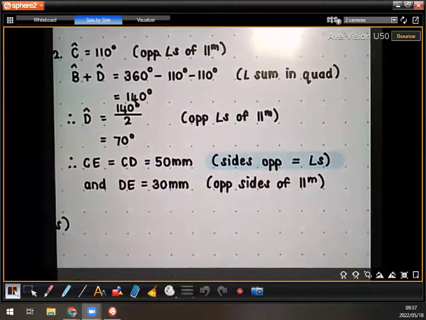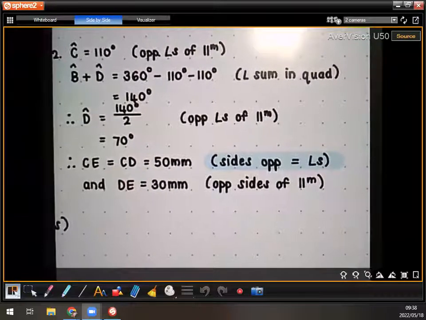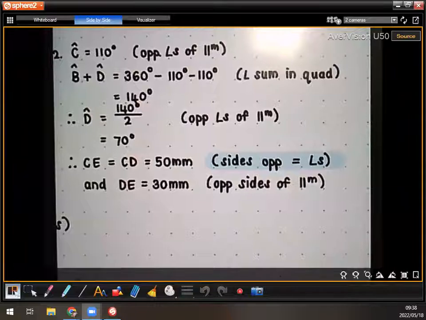Okay, cool. And then in the sum, I did both those sections together. I had 360 minus 110 times 2, or over 2. That was angle sum in a quad, opposite angles of a parallelogram. So you can just list both reasons in one bracket.